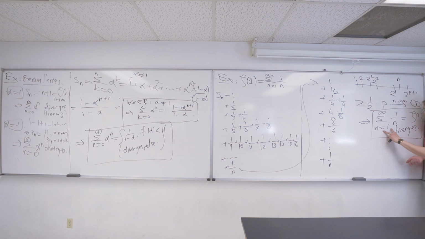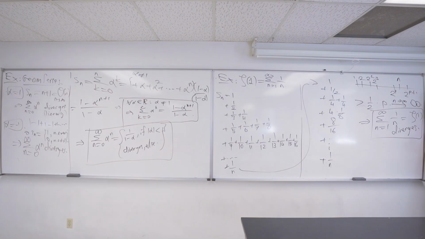What did I do? Instead of looking at the partial sums of this, I came up with something that was a lower bound. That was easier for me to compute. And I showed that that lower bound blows up. Well, if your lower bound blows up, the thing itself has to blow up also. Okay. Any comments or questions about this?